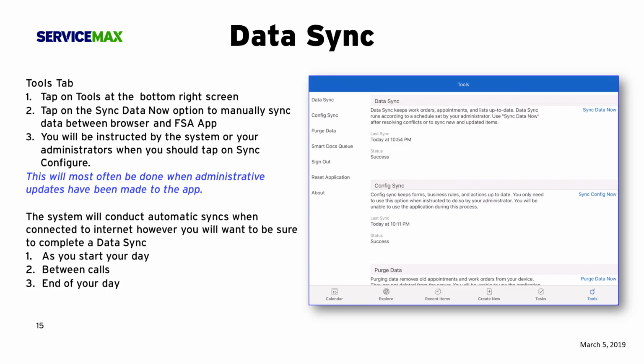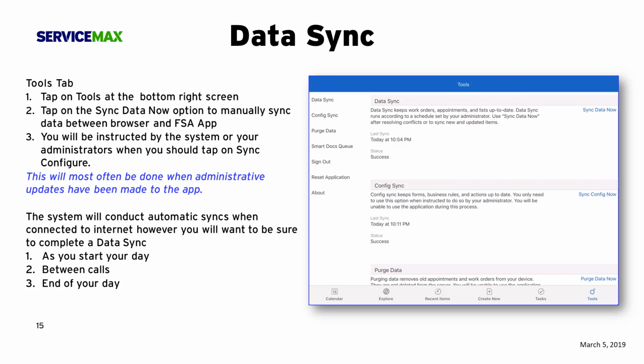The data sync option is one of the most important actions you'll make throughout your day. The function is found by tapping on the Tools icon. The main sync you'll perform is called the data sync and is the blue Sync Data Now link at the top of the screen. You must have an internet connection for sync to work.